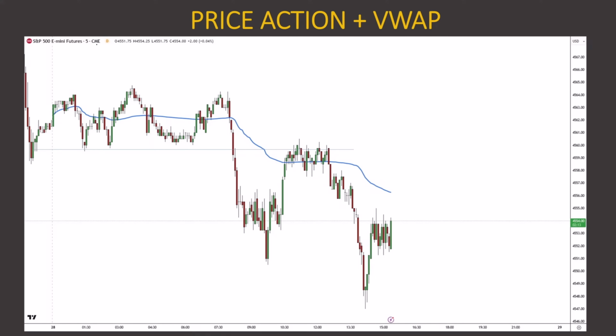This is the S&P 500 5-minute chart. This is daily VWAP here, anchored to the start of the day. This is when the rollover is, right? This is the start of the Asian session. I know that some of you guys asked in the chat, so that's where the Asian session starts. That's what I count as the start of the day.